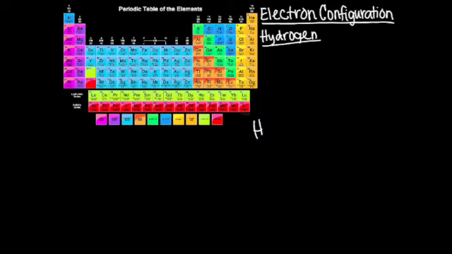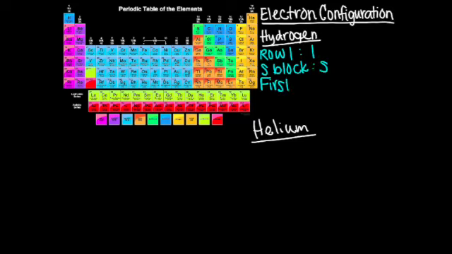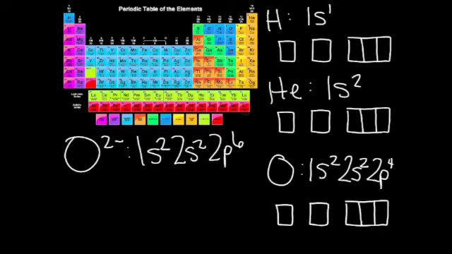So, H is in the first row. First row, start with a 1. H is in the S column zone. Add an S, so 1s. H is in the first column, not the second, so add an exponent per se of 1. So now we have 1s1. That's it. That's the electron configuration of hydrogen.